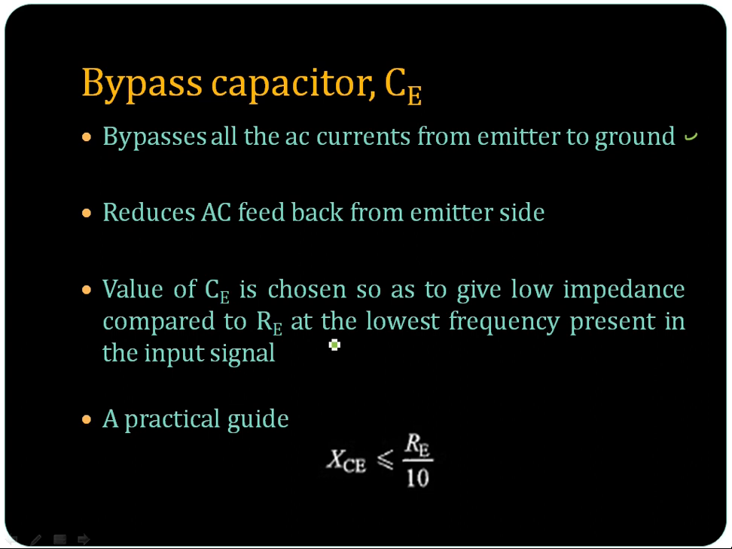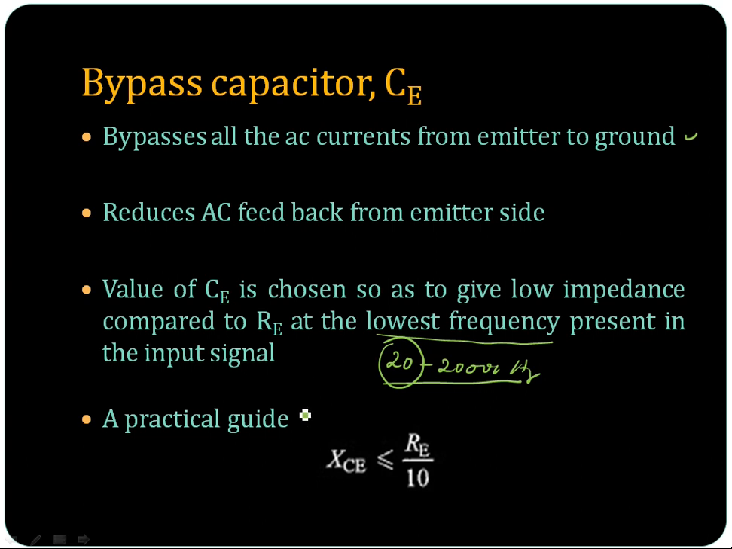side. So when you choose the value of CE, you have to ensure that it gives low impedance compared to RE at the lowest frequency present in the input signal. The frequency of the input signals which you give to an amplifier can be in the range 20 to 20,000 Hertz. We will see the frequency analysis in detail, but keep in mind that when you design the value of CE, at this lowest frequency also, it should offer low impedance compared to RE.